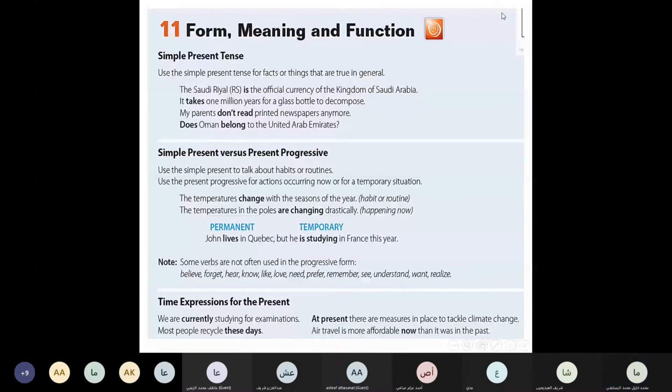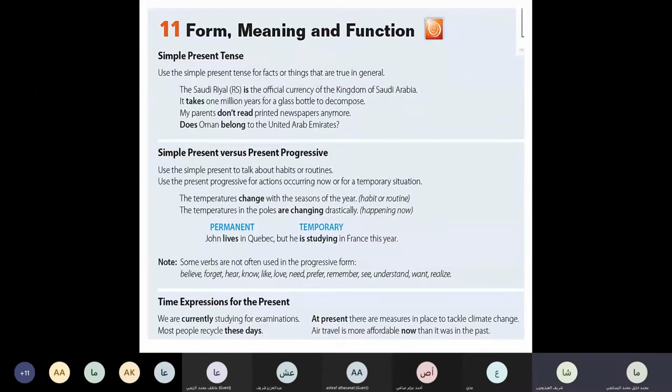Okay, all of you again, look at your books on page 92. Now here we are going to start with the simple present and the present progressive, knowing the difference between them and how we can use them. Now let's read about the first structure, simple present. Who wants to read? Sharif, read about the simple present.